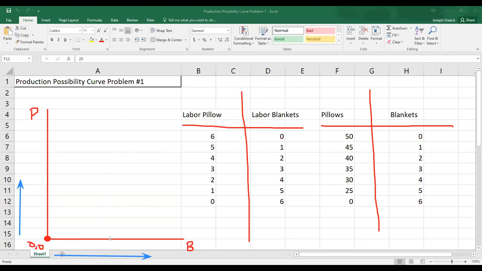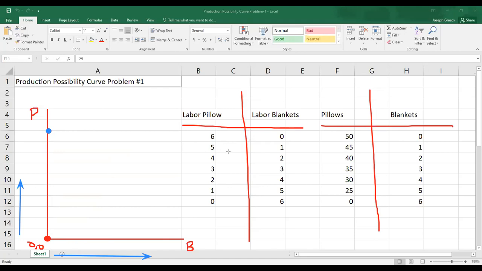So along this here, we're going to put a curve in, and we're going to say that this is 6 employees, and they make 50 pillows. They don't make any blankets.